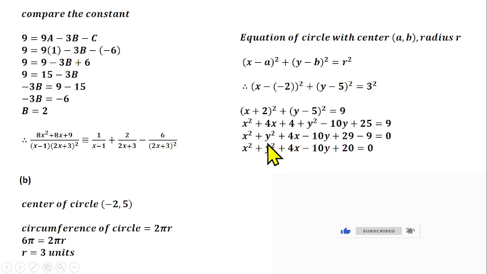Then take like terms, you have x squared plus y squared plus 4x minus 10y. Then 9 comes here, you have 20.